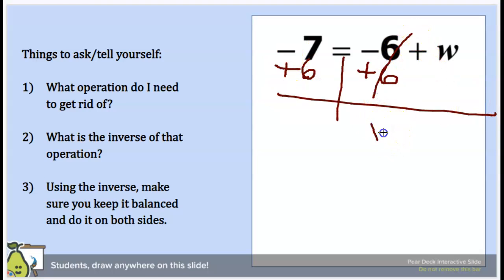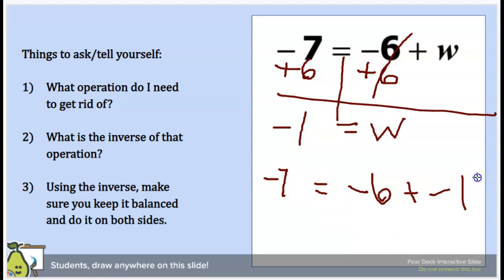Woo! I cancel out. I'm left with w equals, and we have different signs. So same sign, add and keep, different signs, subtract. So 7 minus 6 is 1, and there are more negatives. So it'd be a -1. And we can know that this is true because a -1 plus a -6 does get me -7. Check.